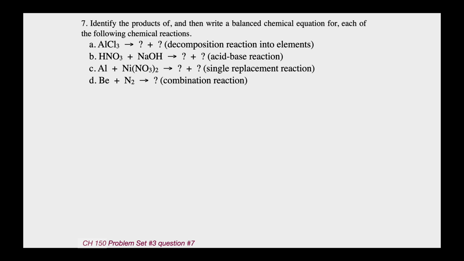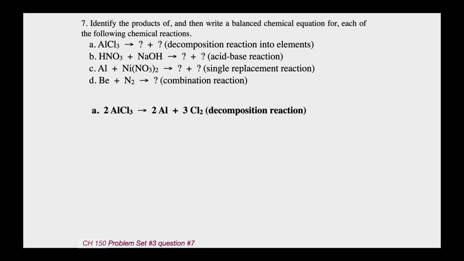It'll be just Al. So you've got to make sure the chlorines balance, all that kind of stuff. You'll end up with 2 AlCl3, making 2 Al and 3 Cl2. And this is a decomposition reaction. Just make sure to watch for those diatomics.